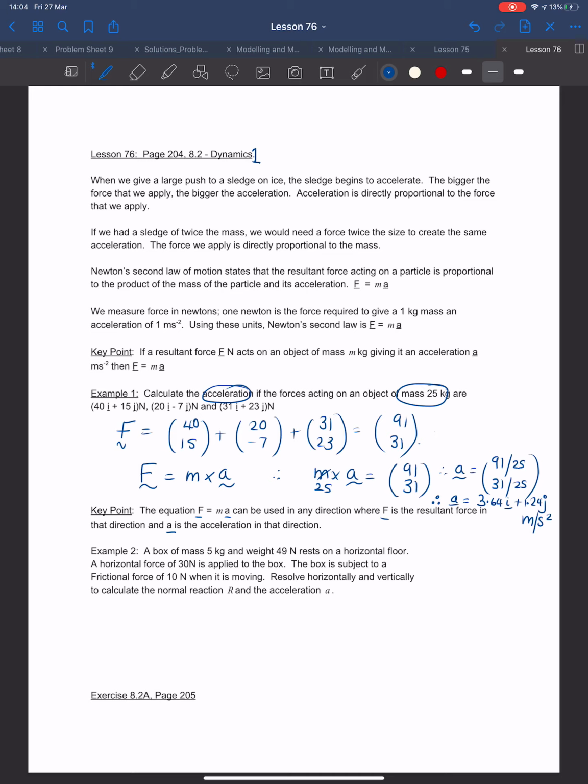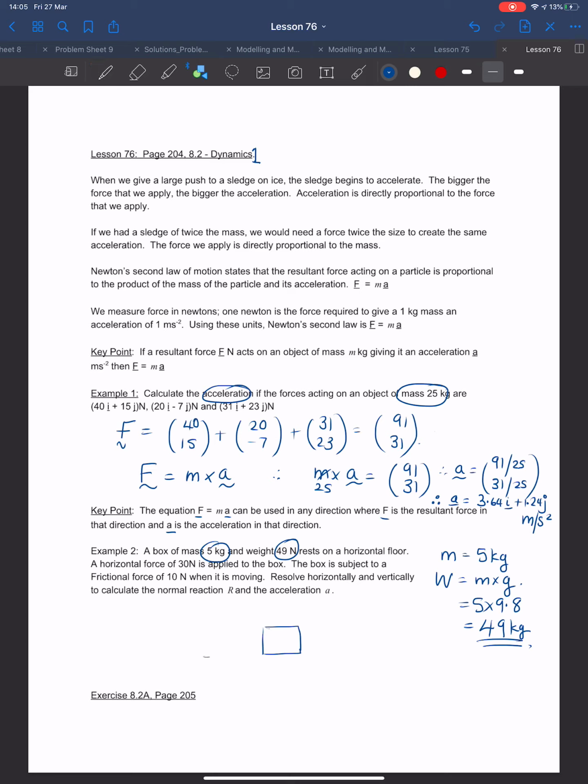Example 2. A box of mass 5 kilograms. Let's do that neatly. And weight 49 newtons. Well, if you've got 5 kilograms as your mass, remember the weight is mass times gravity. So it's 5 times 9.8, which is 49 newtons. Okay, so that's where that comes from. Those go together. Rests on a horizontal floor.